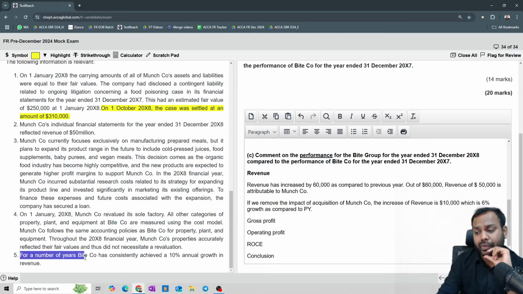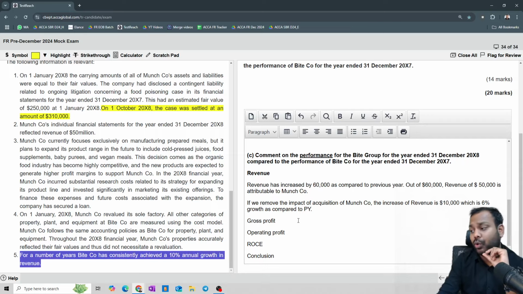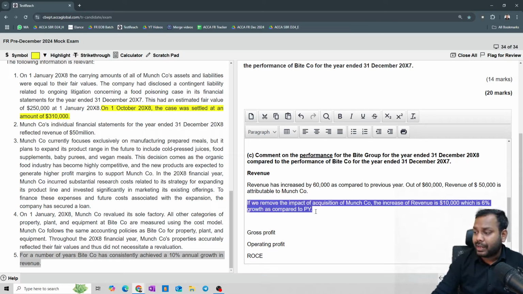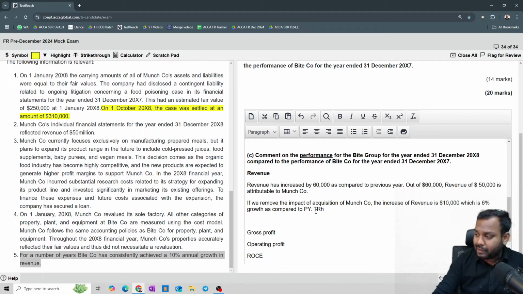And for a number of years, Byte Company has consistently achieved a 10% annual growth in revenue. Oh my God! Now what is happening here? Okay, so I can see in the current year the growth of the revenue is 6%. This is lower than the past growth rate of revenue of 10%.